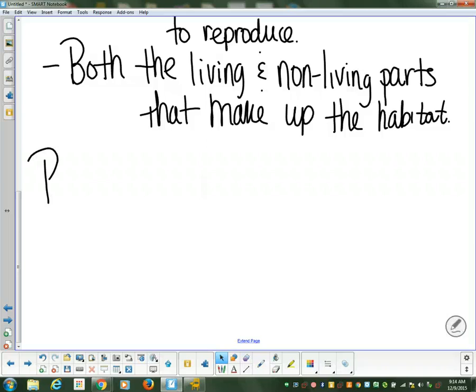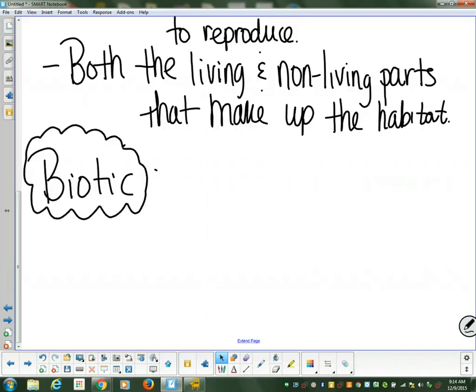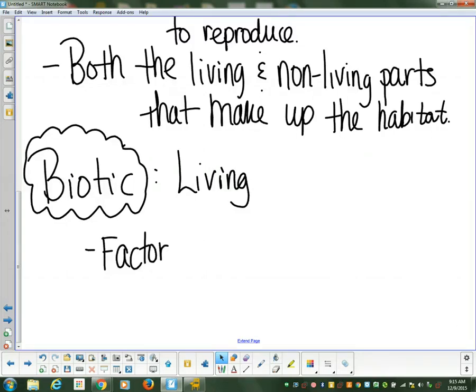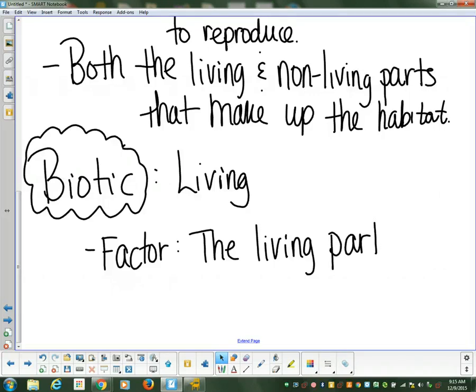All right, and as we work through this, I said an organism is a living thing, but we also need to introduce the term biotic. Okay, biotic means living. If we tag the word factor on, biotic factor is now the living part of a habitat. So we can either use organism, or biotic, or biotic factor to all describe living things. So biotic is living.